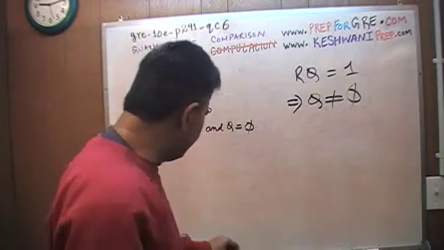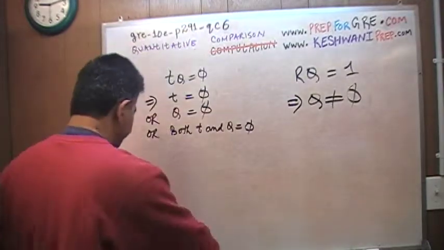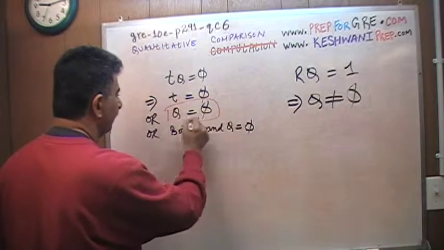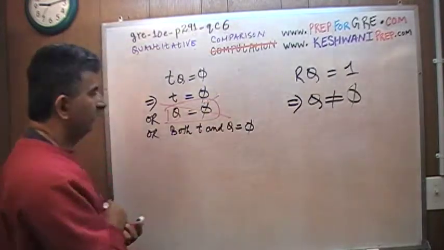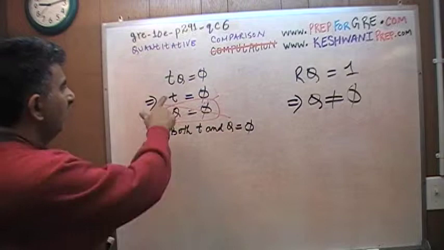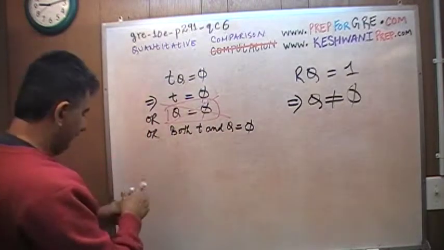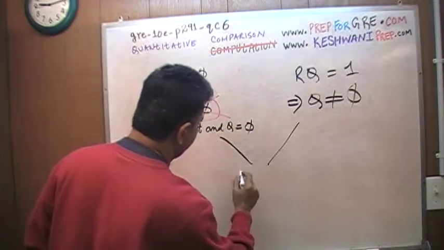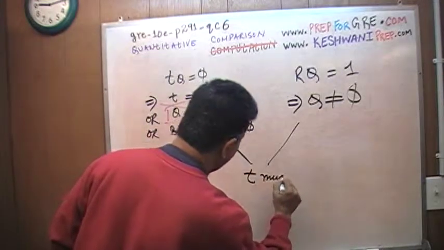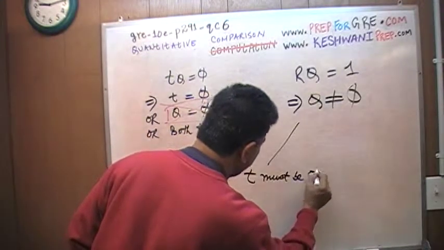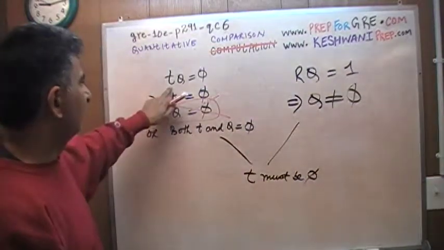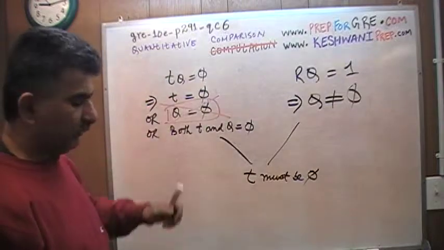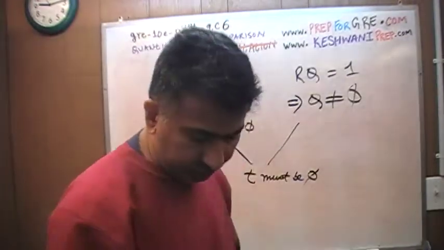Well, if Q does not equal 0, right here we're ruling this out, then given the fact that T times Q is 0, putting both statements together implies that T must be 0. There you go. T must be 0, because 0 times Q, whatever that is, will equal 0. So T must be 0.